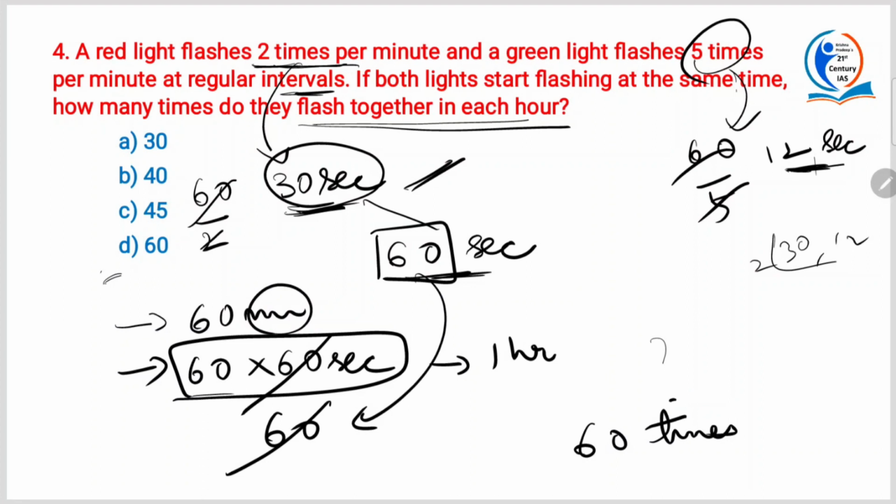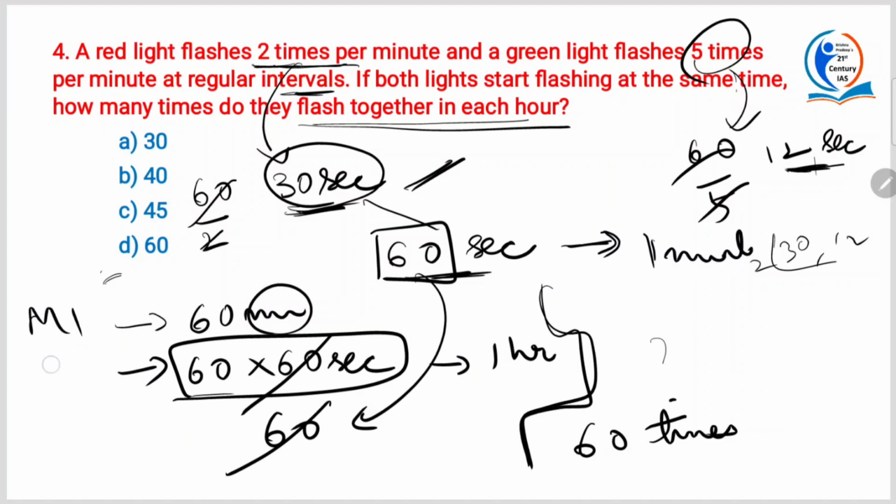Alright, so for every 1 minute it is flashing. If you didn't understand what the calculation is, for every 60 seconds means it is 1 minute. This is one way of doing it. What I said is method 1, calculation.